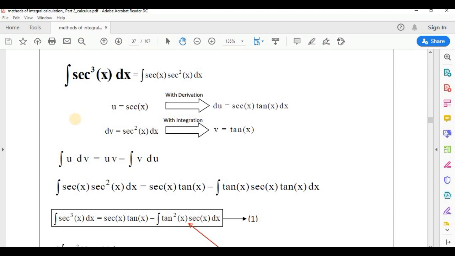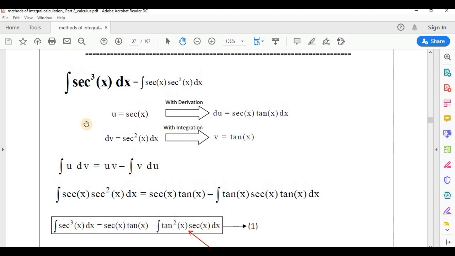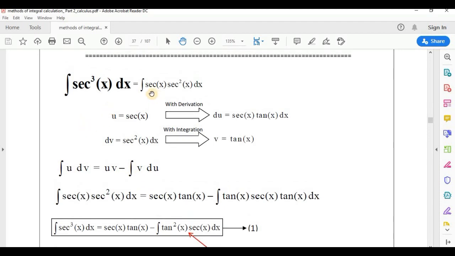And we will use integration by parts as we learned from our previous lecture. This is the formula for integration by parts: integral u dv equals u multiply v minus integral v du. So let's take our assumption. We will take this part for u. It will be u equals sec. With the derivative, what is the derivative of sec? It will be sec multiply tan.